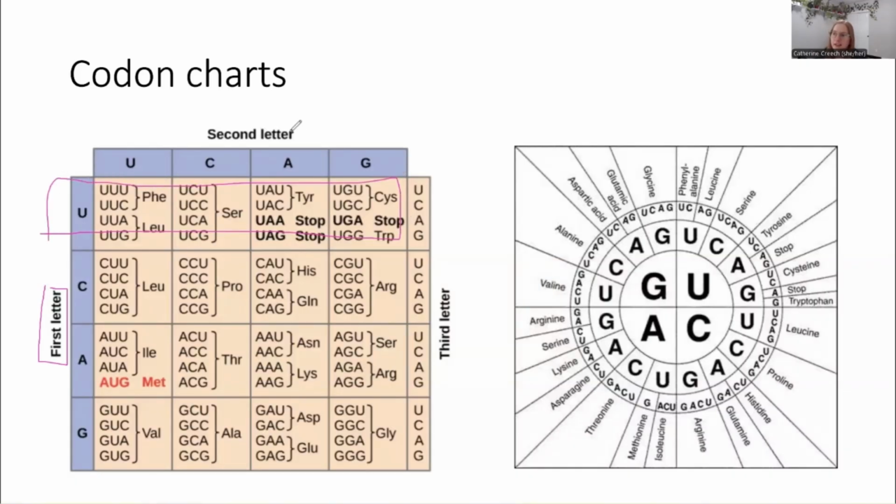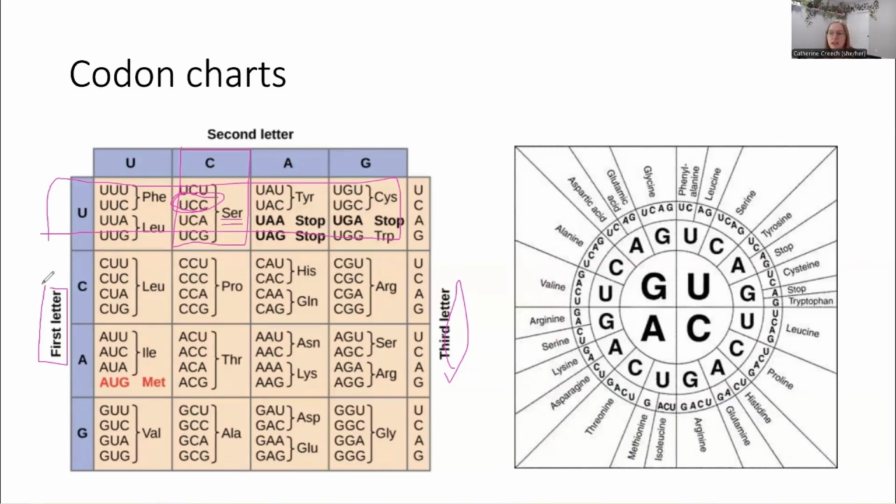Then you identify the second letter. Let's say it's a C. That tells you that you're going to be in this box here. And let's say the last letter is a C. You look at the third letter. It follows the same pattern, UCAG, UCAG, UCAG. So UCC as a codon here codes for serine.